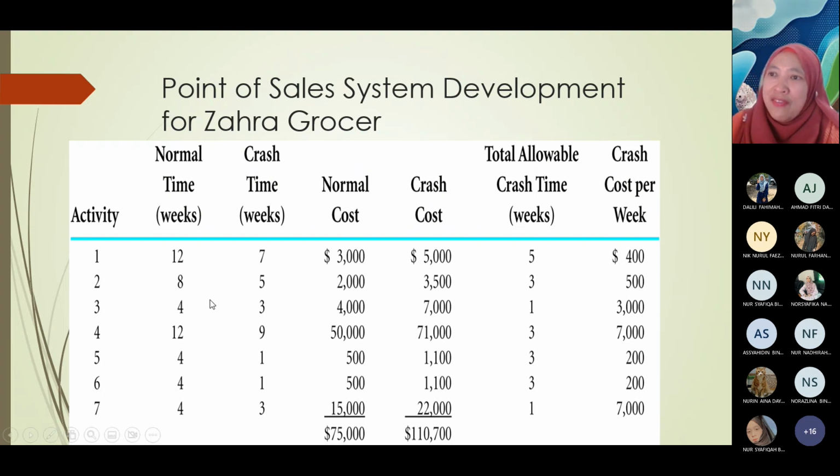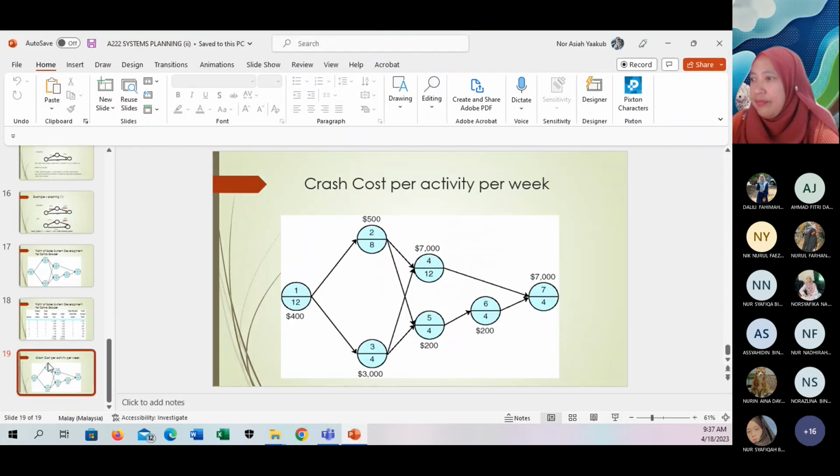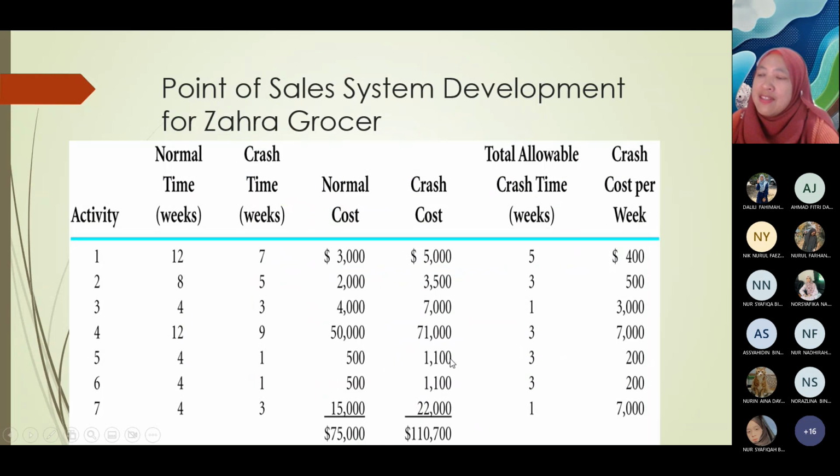Okay, saya tengok yang kedua pula. For example, activity number 2, normal time 8, crash time 5. Dan kita tengok allowable crash time. Okay, 3 weeks. Kalau kita nak buat crash dekat activity number 2, kita nak cepatkan activity number 2 selama 3 minggu. Maknanya, seminggu 500, you have pay extra for 1,500. Okay, itu yang extra. Tapi kos yang you kena tanggung secara keseluruhan, you ambil normal cost 2,000 tambah dengan 1,500. Okay, let's say yang the rest ni you boleh tengok sendirilah.